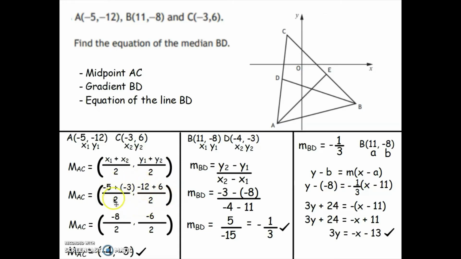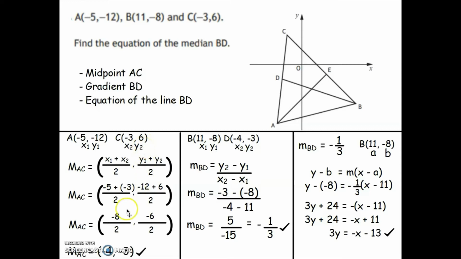A lot of people like to add negative 5 plus negative 12 over 2 and negative 3 plus 6 over 2. And that's incorrect. Remember, you're adding the x coordinates and then you're adding the y coordinates. And remember that difference. So you're not just doing negative 5 plus negative 12, you're instead doing negative 5 plus negative 3. And you're doing negative 12 plus the 6.